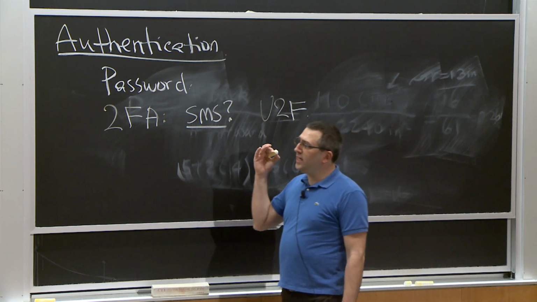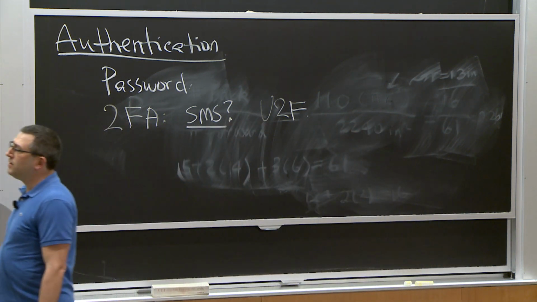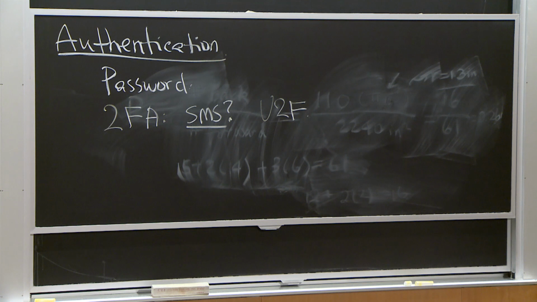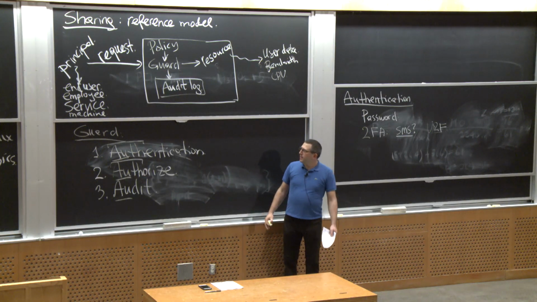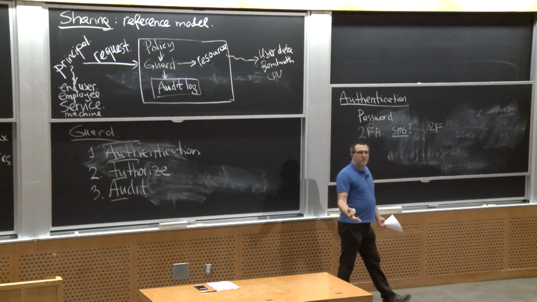What about authenticating services? Employees, I guess, are humans as well, so that's fine. We'll use the same techniques. Maybe we can just force them to do two-factor auth. That's, I think, at least Google's plan. What about services? How do you authenticate a service?